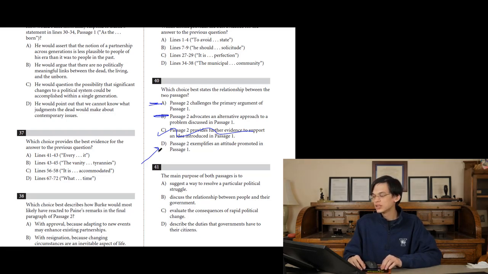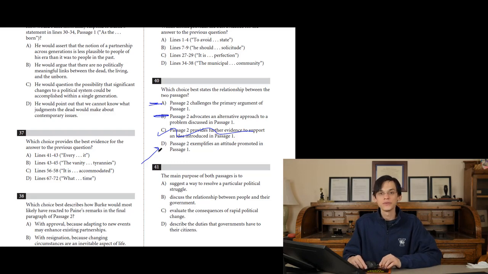Notice how if you pick D, you're making a judgment. You're making a judgment that passage 1 is implicitly right and passage 2 is implicitly wrong. Because if you say passage 2 exemplifies an attitude promoted in passage 1, we don't know if that's the attitude promoted or not in passage 1. We don't know whether or not it's right or wrong. We don't know if passage 2 is the example that passage 1 is discussing. D is a really nuanced answer, but realize why it falls short of A.